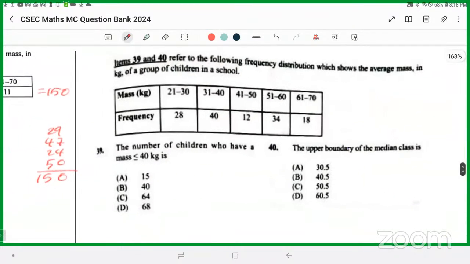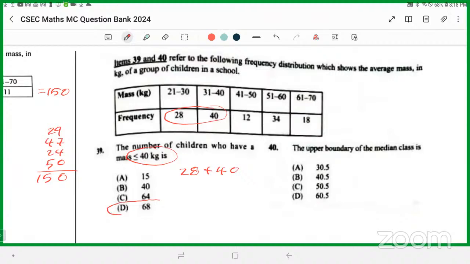So we're going good. This one says same information again on a different paper. This is 2022. It says the number of children who have a mass less than or equal to 40 kilograms. Less than or equal to 40. These are these. 68. This is the answer. 28 plus 40.